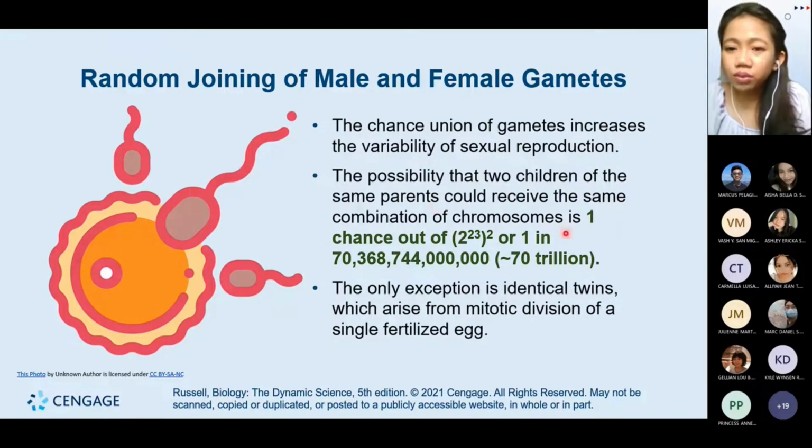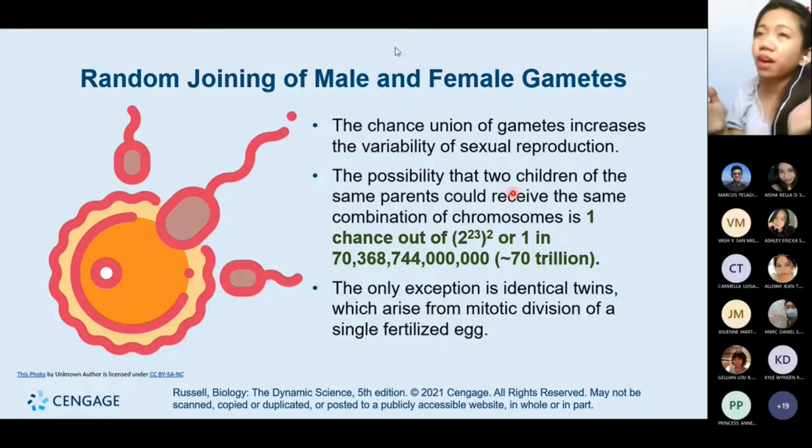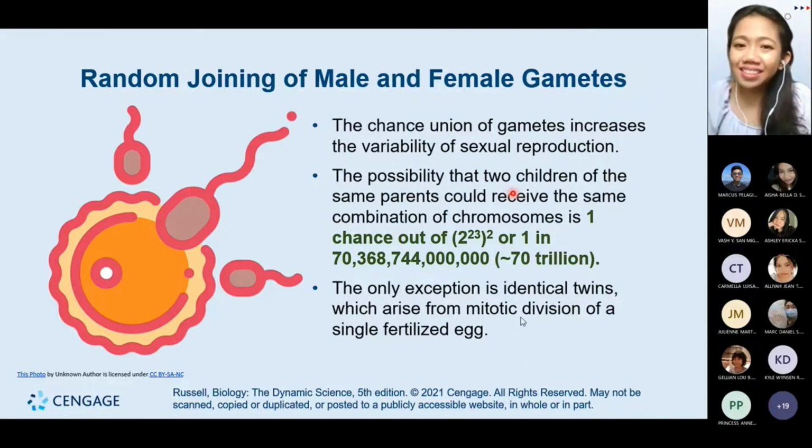All right, so according to the statistics, there is 1 out of 70 trillion chance. For example, if ever na magkakaroon ka ng kapatid na male or female, what is the possibility that it will be exactly like you? So, in terms of every characteristic, every gene, every allele, every protein will be exactly like you. So, what is the possibility? And that is 1 out of 70 trillion. So, there is a very little chance that there will be a person exactly like you.